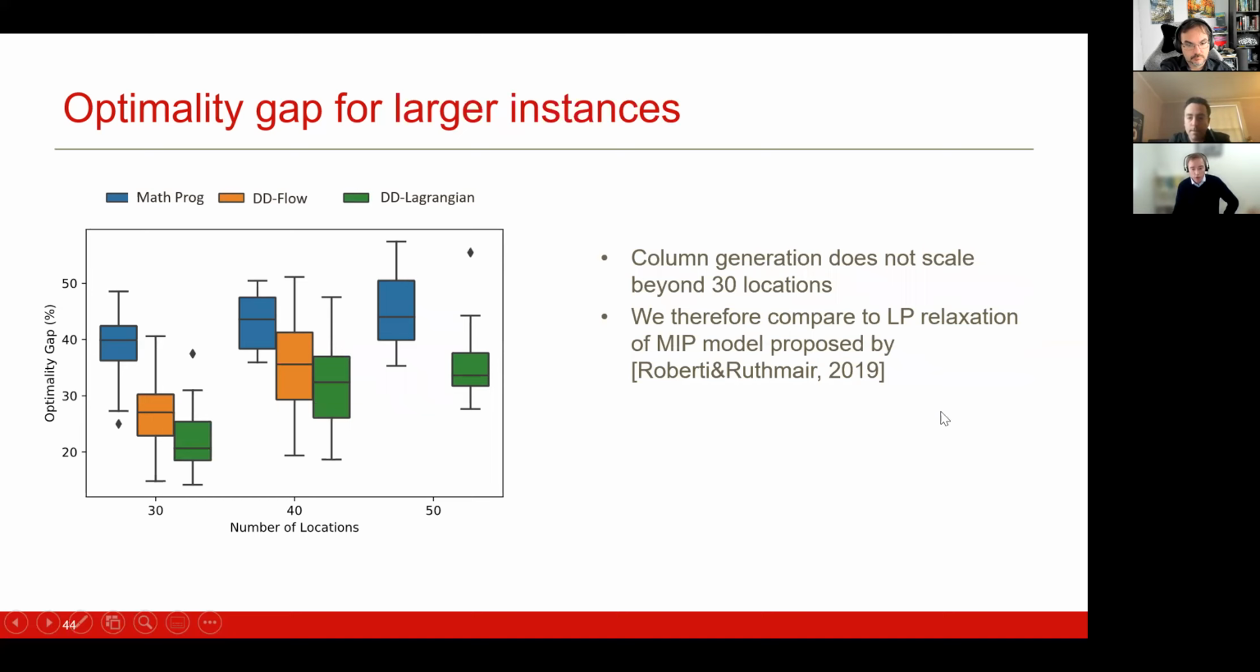If you go beyond 25 to 30 locations, we can no longer apply column generation in our implementation, at least. And so that's really where we have to do something else. So now we take another LP relaxation, again from a different paper from Roberti and Ruthmeyer, that gives us at least some lower bound. But you see that that's this blue box here. In terms of optimality gap, the decision diagram bounds are much better than that one from this MIP model. So this shows you that where column generation is running out of time, the decision diagram approach can still get you bounded. They're pretty good and can be actually better because you can go beyond the column generation master problem LP.